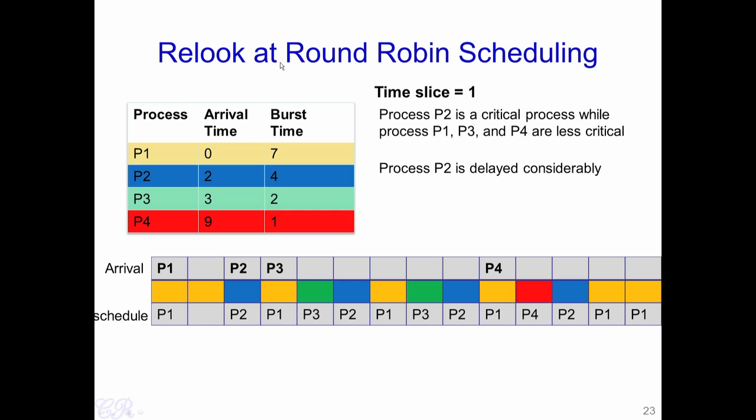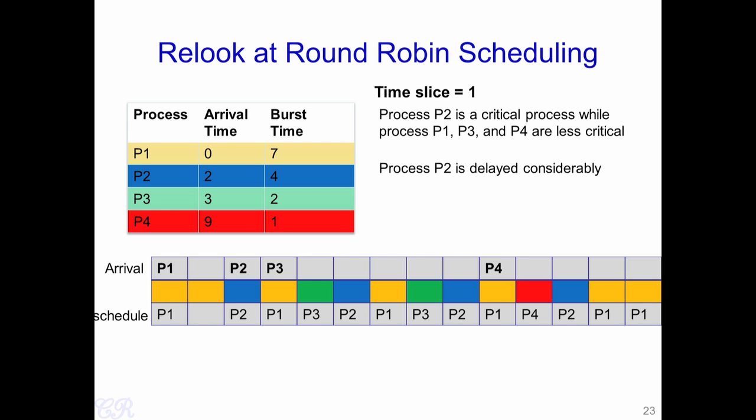Let us relook at the example we took in the last video. We had seen this round robin scheduling algorithm where we took 4 processes P1 to P4. These processes arrived at different times 0, 2, 3 and 9, and they had different burst times of 7 cycles, 4, 2 and 1 cycles respectively. Now we will add a bit about the processes involved. Let us assume that P2 is a critical process while P1, P3 and P4 are less critical.